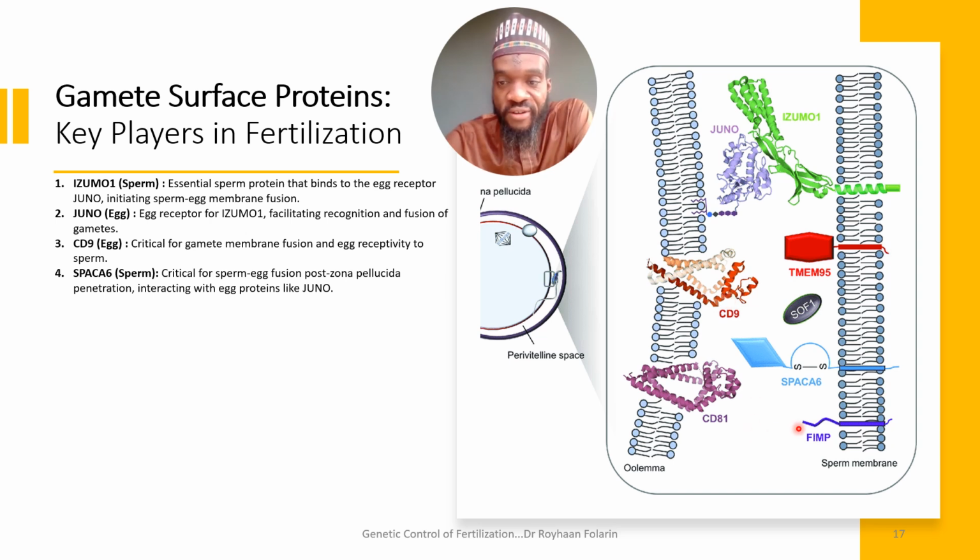So you also have the SPACA6 on the sperm. SPACA6 stands for sperm acrosome associated 6. Okay, so it's very critical for sperm-egg fusion after the zona pellucida has been penetrated. It helps to create an interaction with the egg proteins like the Juno that we talked about.